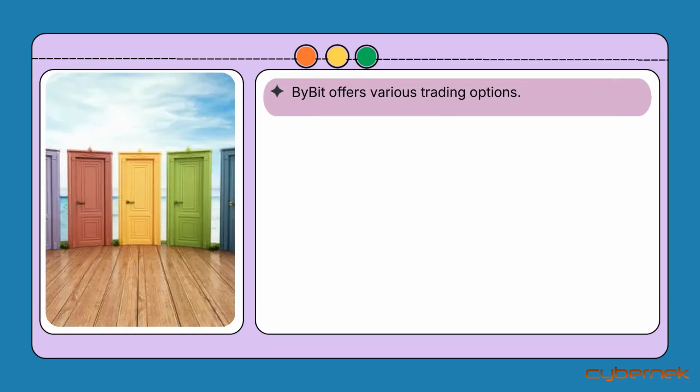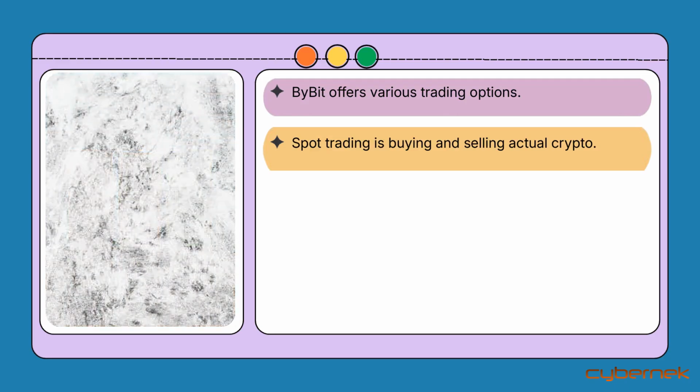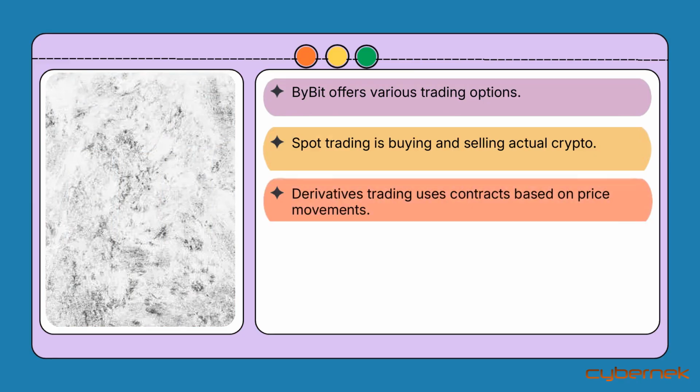Spot trading. This is the most straightforward option. You're buying and selling actual cryptocurrencies. If you buy one Bitcoin, you own one Bitcoin. Simple as that. The risk here is pretty much what you'd expect. If Bitcoin's price goes down, you lose money.